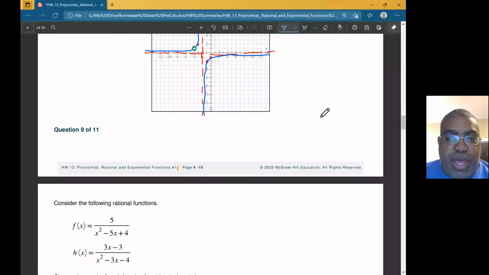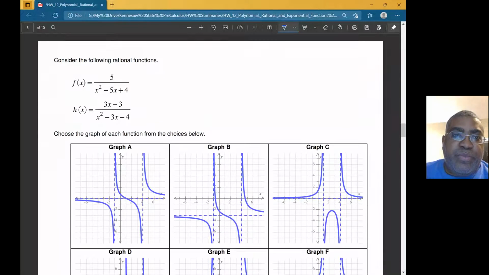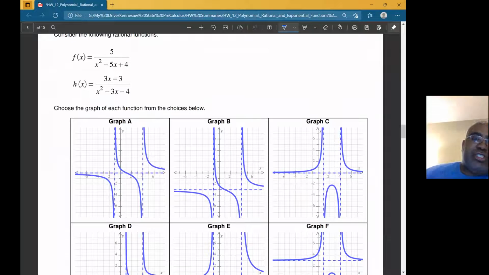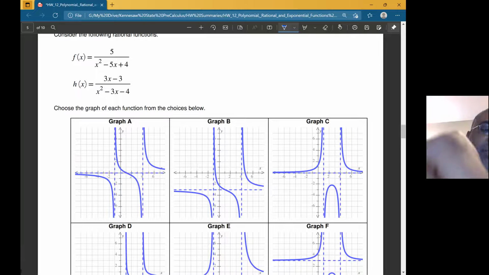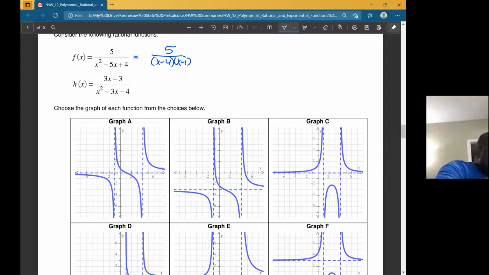All right, problem number 9. We're almost there. Consider the following rational functions. Choose the graph of each function from the choices below. Let's go back to blue. First thing is always to factor everything. Sometimes that is redundant and unnecessary, but x minus 4, x minus 1.